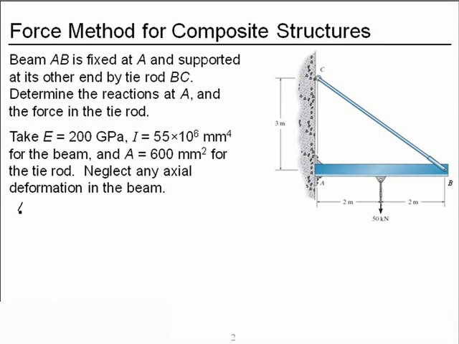Now our approach. We'll start by approximating the answer. Before we perform lengthy calculations to predict the reactions at A and the force in the tie rod, let's estimate what those reactions will be so that we have something to compare to at the end in order to verify we have reasonable results. Then we're ready to start the force method. We'll first find out how many degrees indeterminate so that we can figure out how many redundants we need. We'll select those redundants and write equations of compatibility.